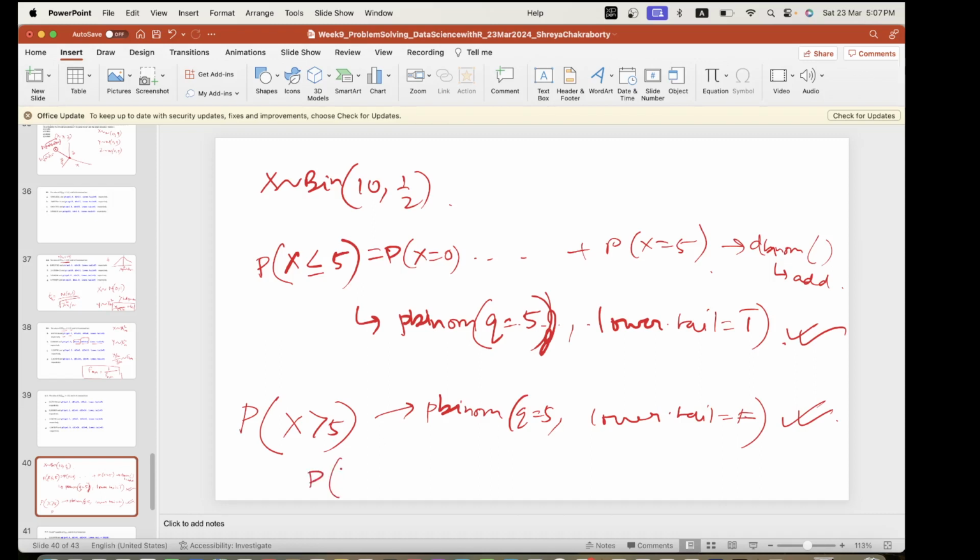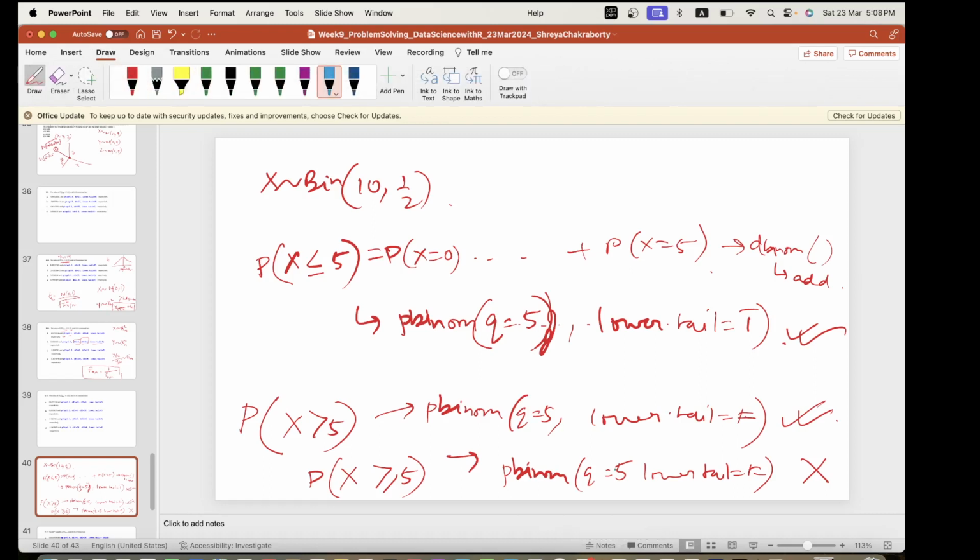But if you have probability X greater than or equal to 5, then if you write pbinom q equal to 5, lower.tail equal to FALSE, this is incorrect. If you have greater than or equal to 5, then you have to put q equal to 5 minus 1. If you put 5 over here, this is incorrect. But if you put 4 instead of 5, 4 is correct.